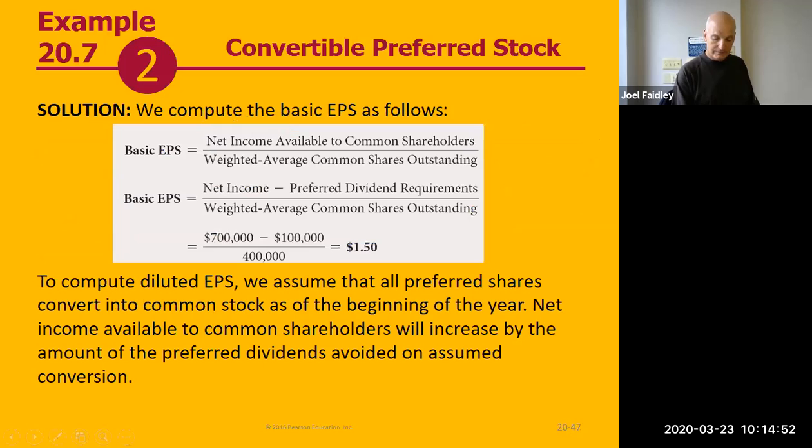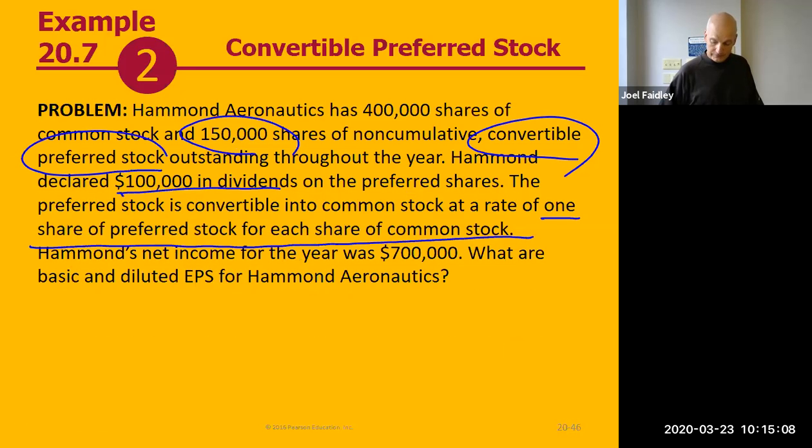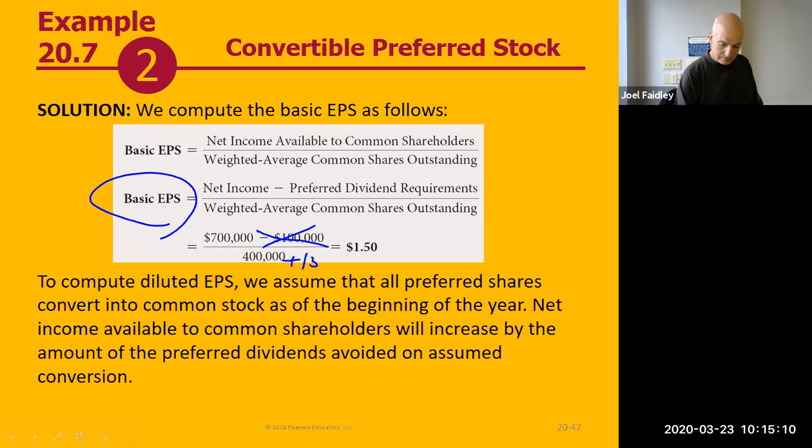All right, so the 700,000 minus 100,000, this is basic. You're not doing any of this what if. Basic earnings per share, $1.50. And so to calculate diluted, we're not going to deduct that, are we? But we're going to add, what was the amount? 150,000 shares to get diluted earnings per share.